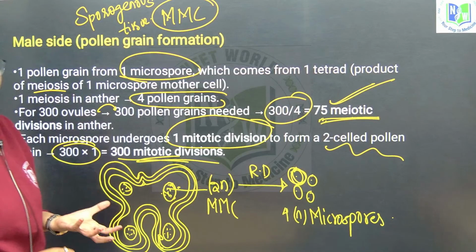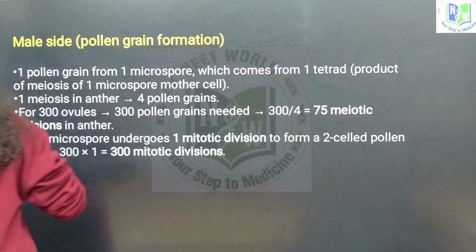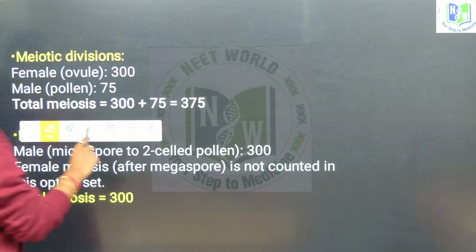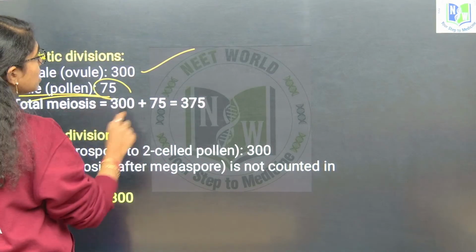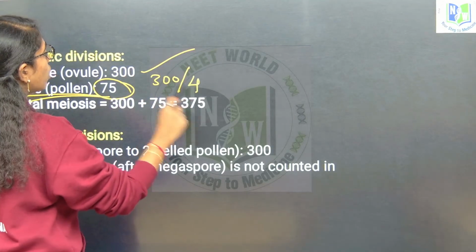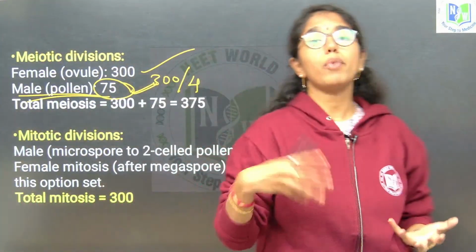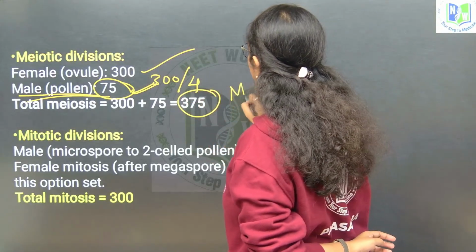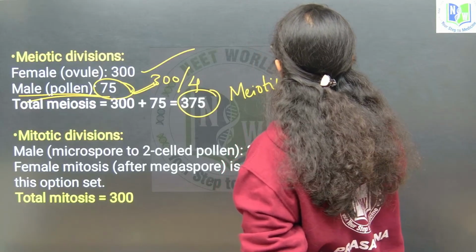Clear? Both the pollen grain formation and ovule formation are clear to us, right? Now, on total, let us calculate how many meiotic divisions and mitotic divisions are happening on both the male side and female side. For ovule formation, 300 meiotic divisions are required. For pollen grains, it is 300 by 4, total 75 meiotic divisions. So on total, for both ovule formation and pollen grain formation, we have 375 meiotic divisions. Clear, right?